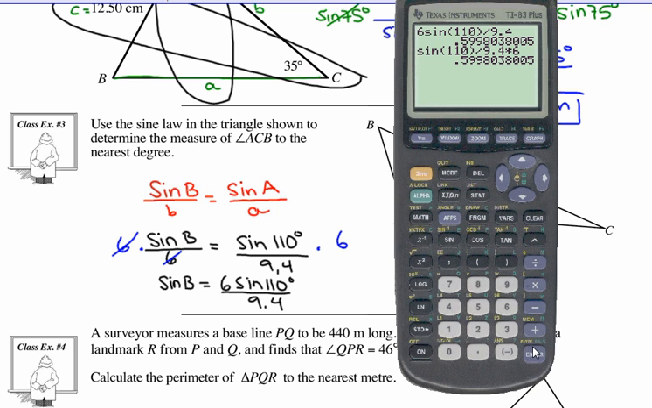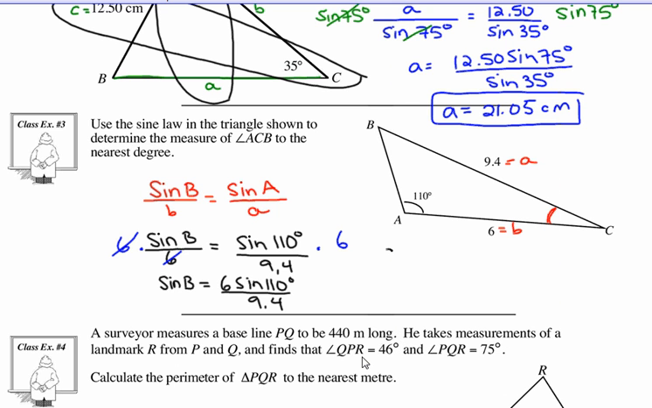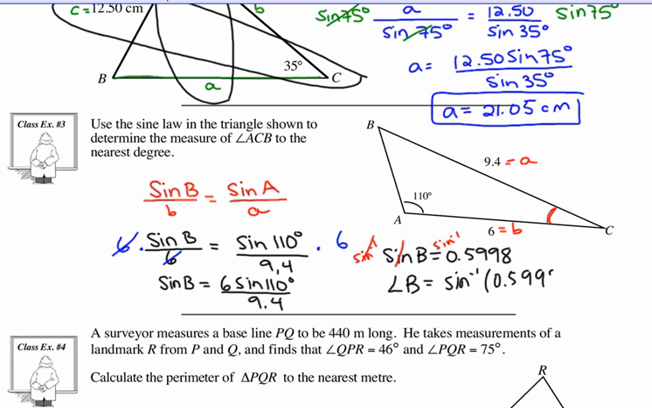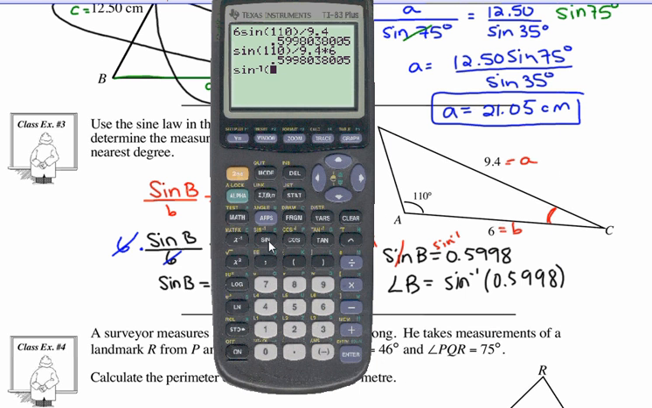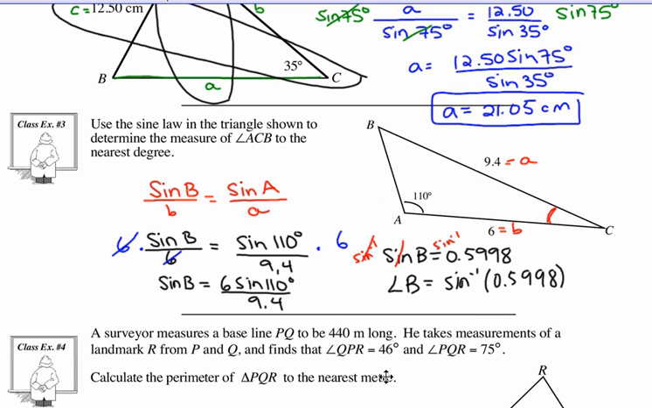Now, is that our answer? So I have sine B equals 0.5998. We want angle B, not sine of B. So how do we get rid of sine B? We take the sine inverse of both sides. The inverse sine, and then these will cancel. So angle B is sine inverse of 0.5998. In your calculators, remember second sine, second negative one, for our answer. And that's, to the nearest degree, 37 degrees. Angle B is 37 degrees.